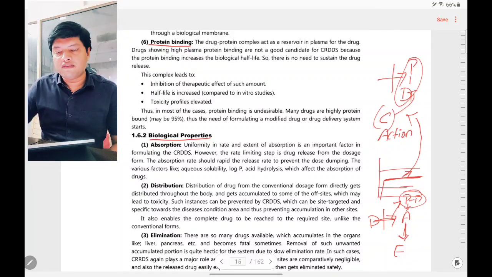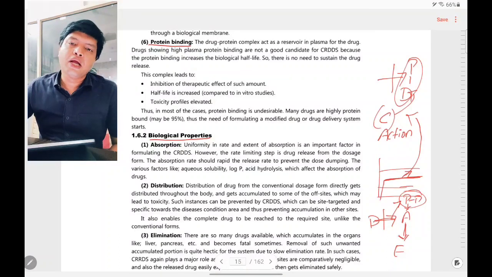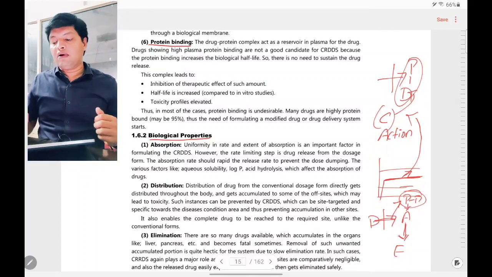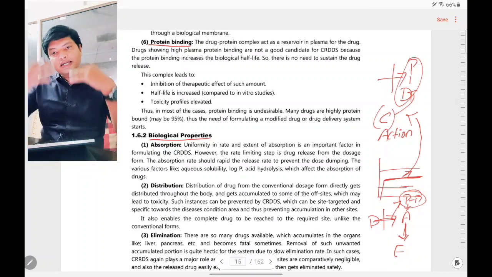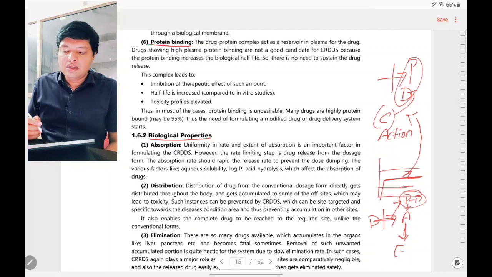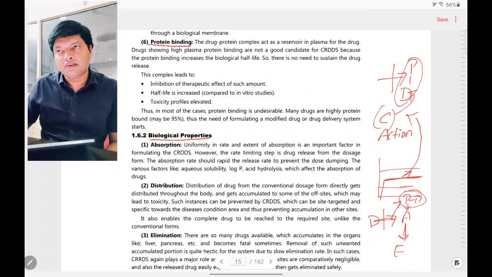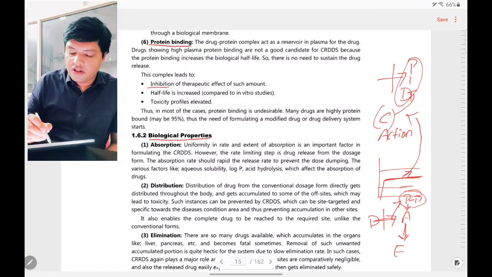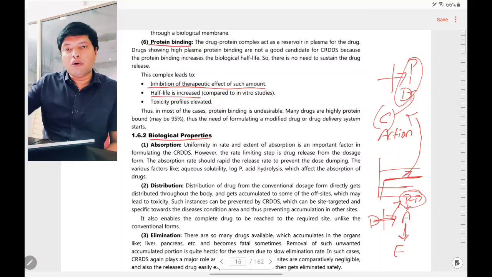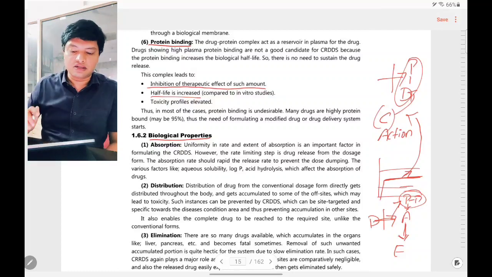Now because a major portion of the drug is bound to the protein, it will cause a problem. What problem? Already it itself is acting as a sustained or controlled drug delivery, so there is no need of converting it again into controlled drug delivery. Now, what are the various other effects which take place due to protein binding of the drug? Inhibition of the therapeutic effect by such amount. Then half-life is increased, because it is bound to the protein more.